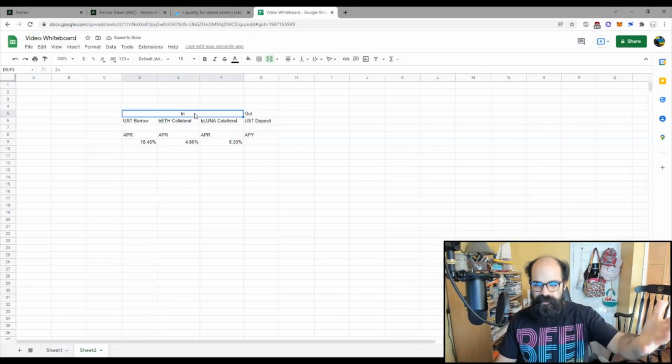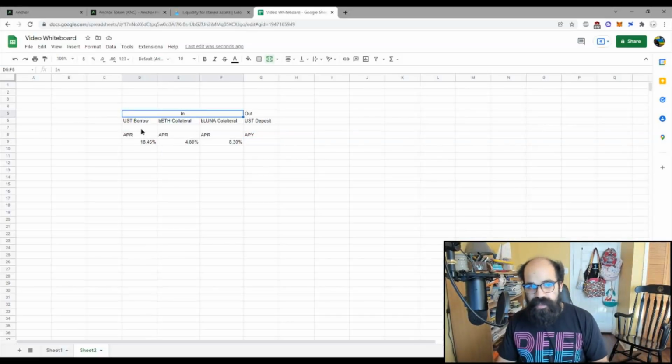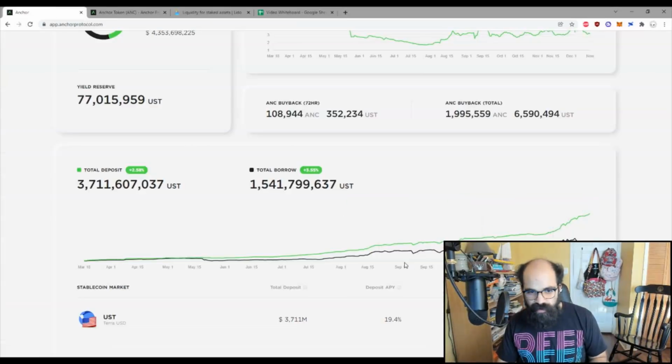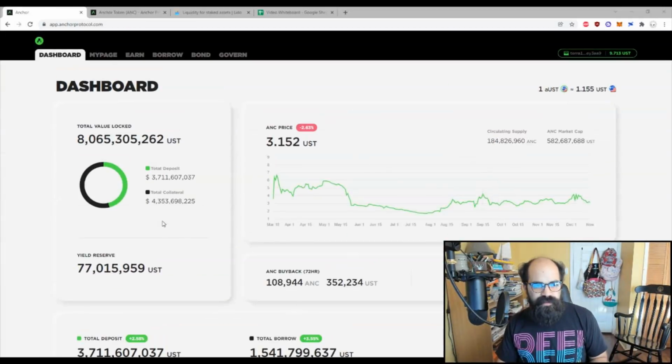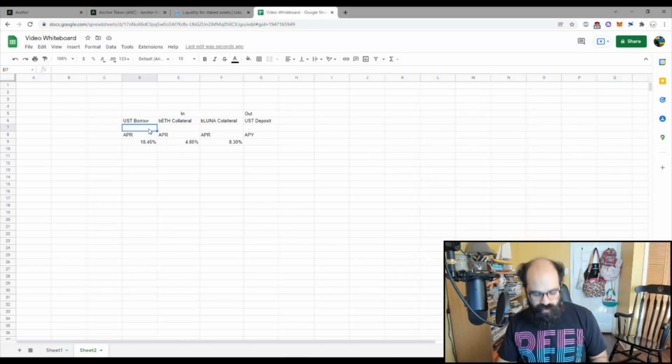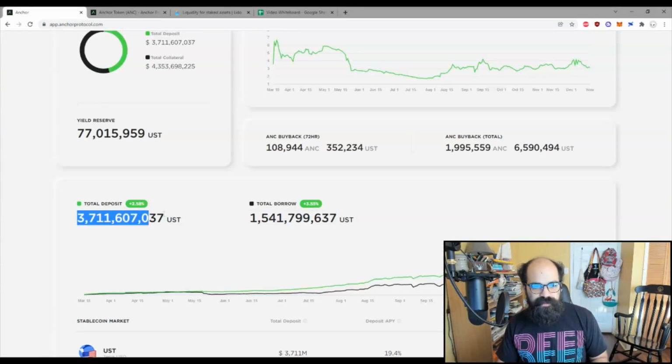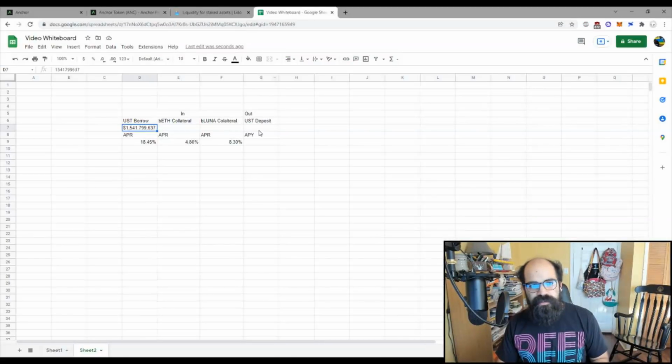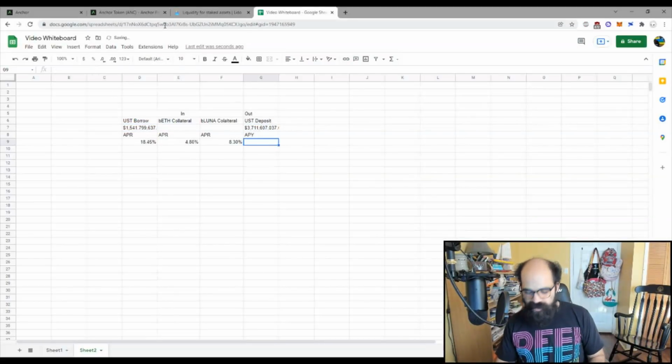Okay, so this is the money coming in, this is the money going out, but now we need the actual numbers. So the USD being borrowed right now is, let's see, total borrow. Here we go. Control C. I'm going to say Control Shift V. Turn that into a dollar. Total deposit. Control C. That's 3.7 billion. Control Shift V. Turn that into monies. Cool. The APY here is also 19.4%. We just saw that earlier.